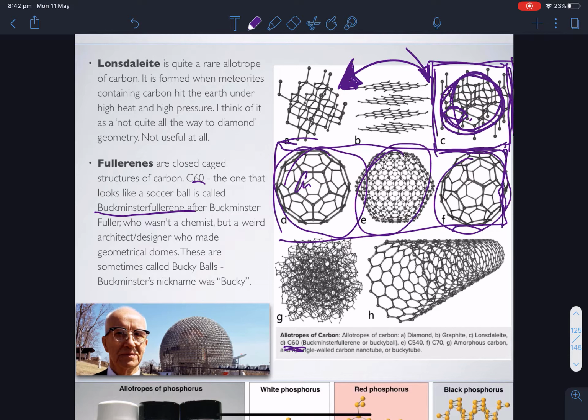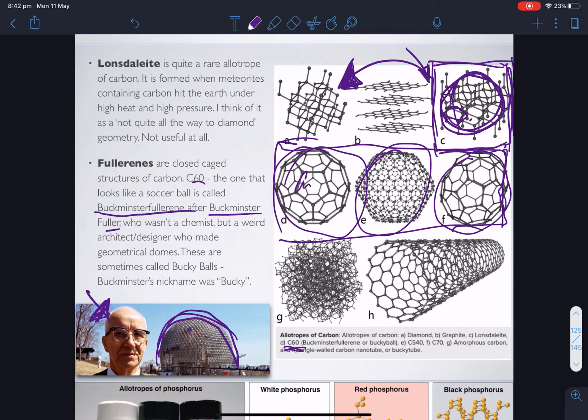it's named after a gentleman. I believe he's dead by now. That's not nice, but anyway, Buckminster Fuller, who's this guy here. I added a photo in there because why not? He wasn't a chemist, but he was a weird, quirky architect and designer, famous in, I think, the 50s, 60s, 70s. And his signature architecture was this kind of dome, called geodesic domes.